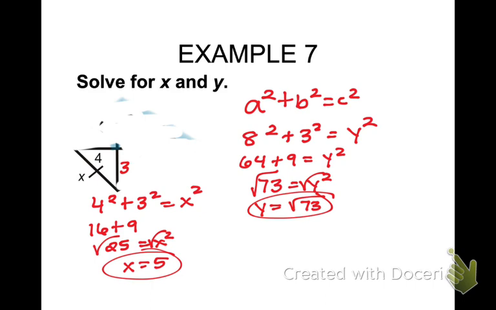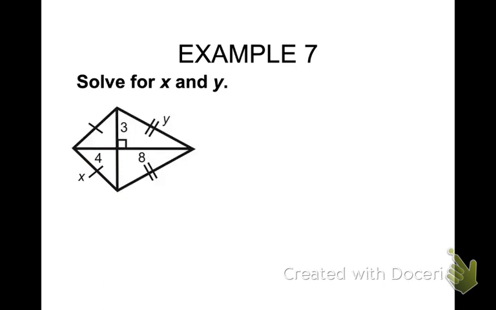Okay, so Pythagorean Theorem works nicely there. If I was given any of the angles, then I would probably have to use trig to solve for the outsides of the kite. That ends your notes.